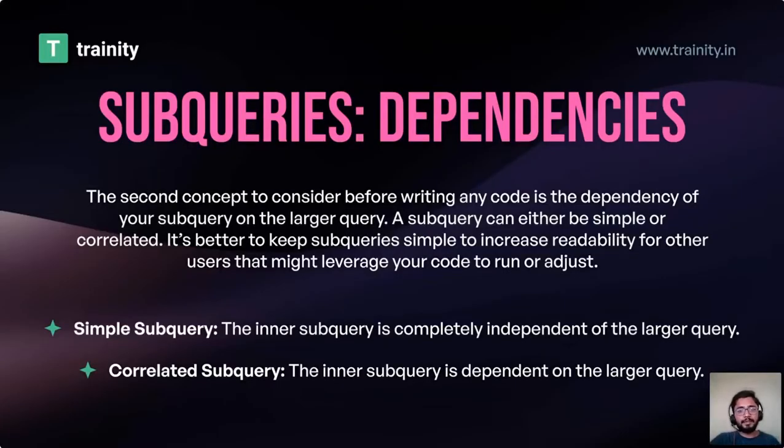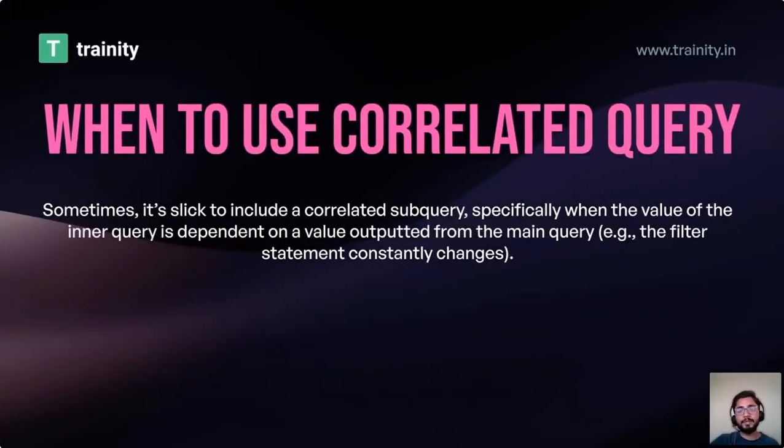Yeah. So now we have understood what we mean by simple query and what we mean by correlated subquery, right? And a subquery can either be simple or correlated. It's better to keep subqueries simple to first increase the readability and also reduce the execution time of your query. So from both perspectives, a simple subquery is much easier to interpret as well as execute as compared to a correlated query. So when to use a correlated query?